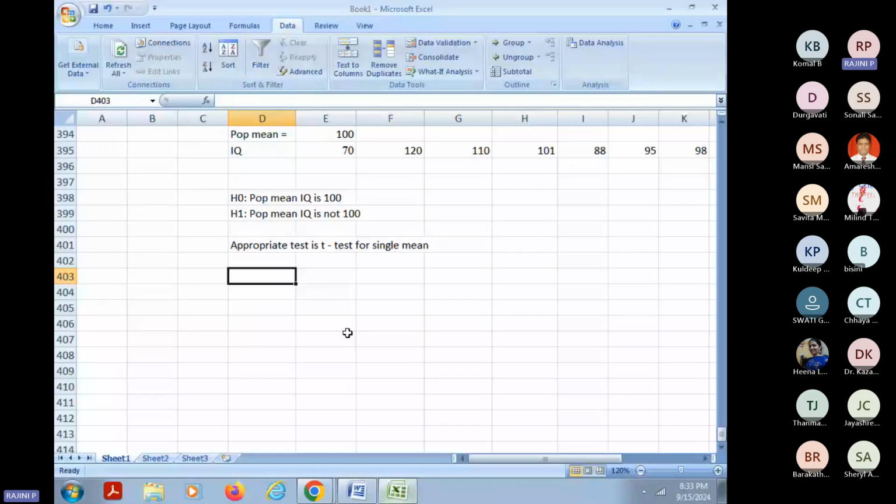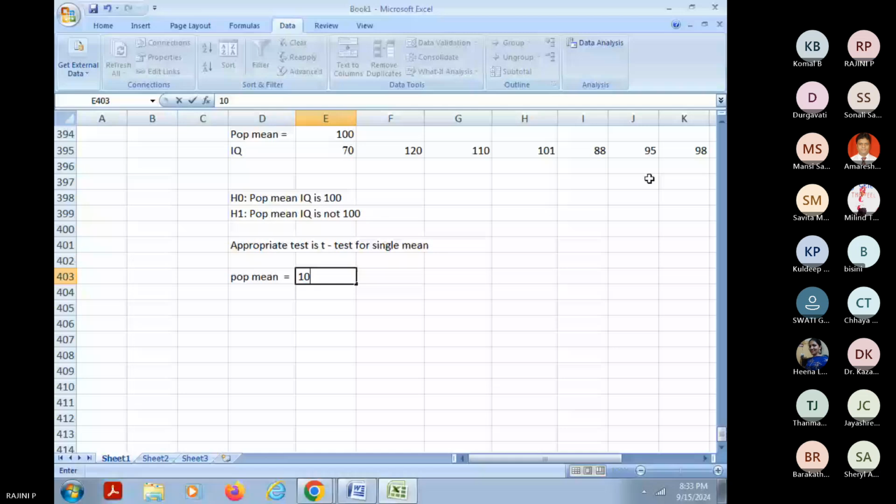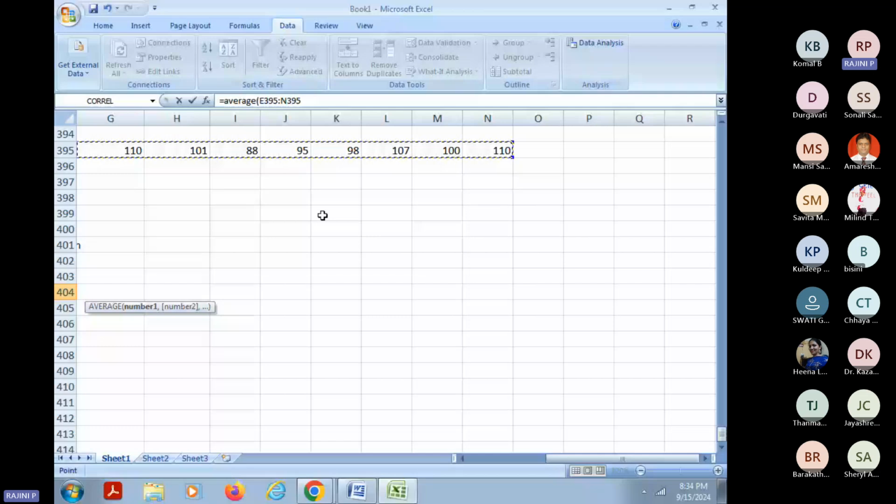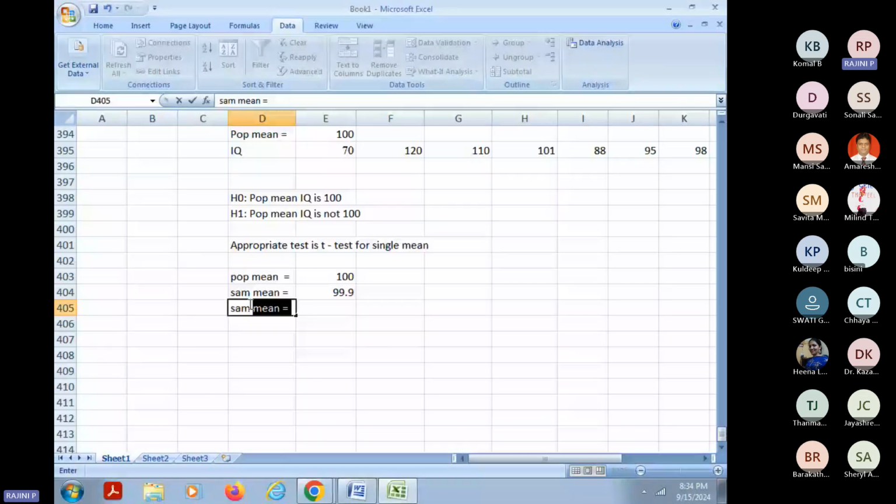Here you just write T. What are the values they gave? Population mean is equal to 100. Now, sample mean. Sample mean is equal to the average. Average of, select all the observations and then close the bracket, enter. So we got the sample mean. Next, the sample standard deviation.